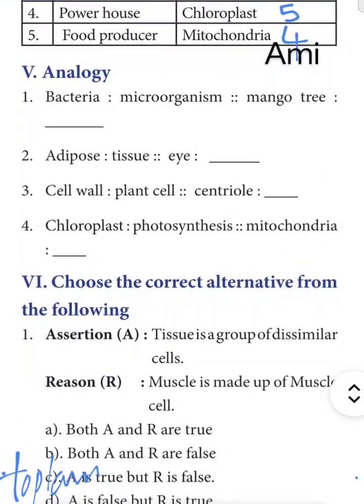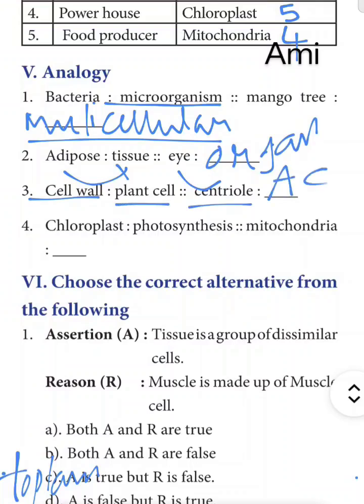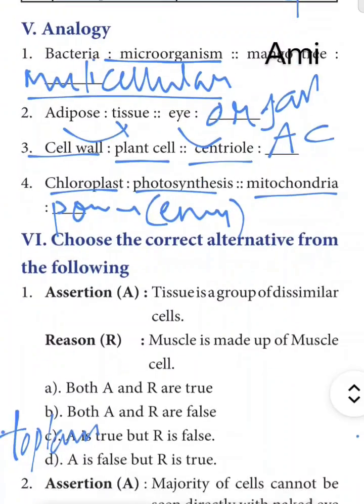Next, analogy. Bacteria is a microorganism, whereas mango tree is a multicellular organism. Okay, this is unicellular, this is multicellular. Adipose is a tissue, whereas eye is an organ. Can you understand the analogy? Cell wall is present in plant cell, whereas centriole is present in animal cell. Chloroplast, photosynthesis; mitochondria, powerhouse or energy production.